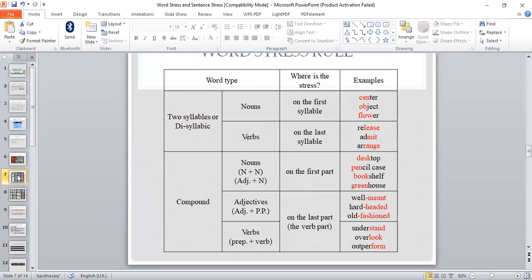So the assignment I will give to us is that all you need to do is write about 20 words on your own. Just randomly pick 20 words and try to put stress on them. All you need to do is, for instance, if I want to stress the word center, I will just underline the stressed syllable, and then I leave the rest out of it. So you can also do that.